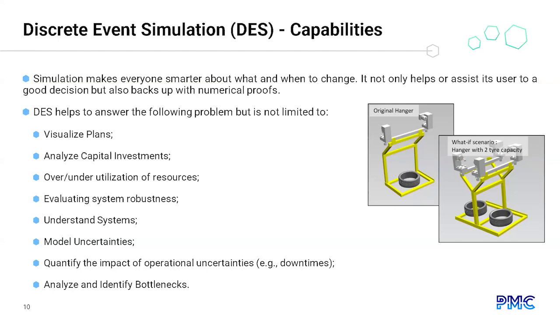So here we have something that the DES can answer. It's not limited to, but we have visualization of plans, analyzing capital investments, over/under utilization of resources, evaluating system robustness, understanding systems, modeling uncertainties, quantifying the impact of operational uncertainties, for example, downtimes, and analyzing and identifying bottlenecks. So here we have an example. We have the original hangar, and we have a what-if scenario. What if we have a hangar with a 2-tier capacity?